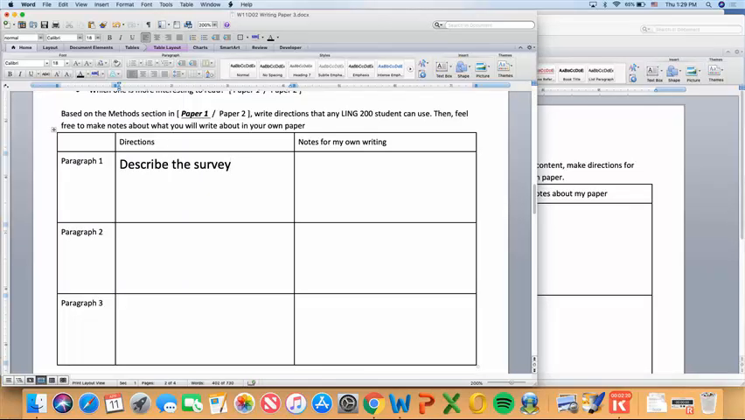Paper 2, all they did was just talk about the survey, and then they included one sentence about how they did what they did, as far as distributing it. But otherwise, they were just talking about the survey, which I could learn from just reading it. So that methods section would get a low grade. The paper sample 1 would get a much higher grade because they have much more information that is much more interesting and much more relevant. So describe the survey. And then what do you do in paragraph 2?